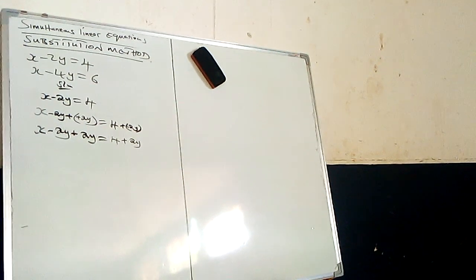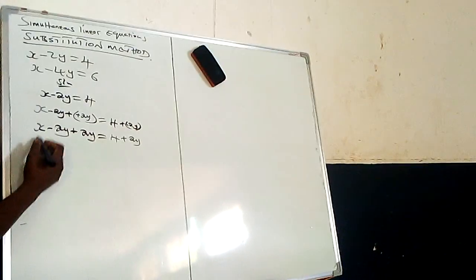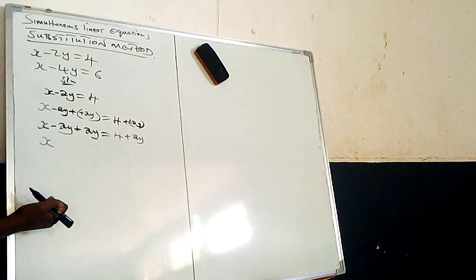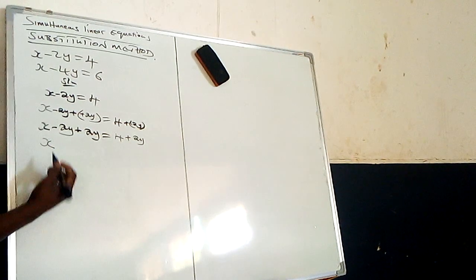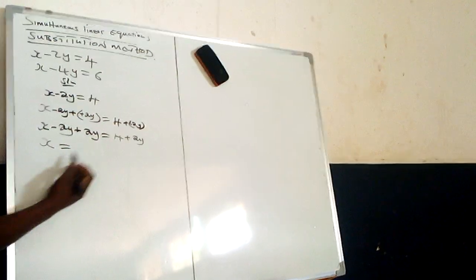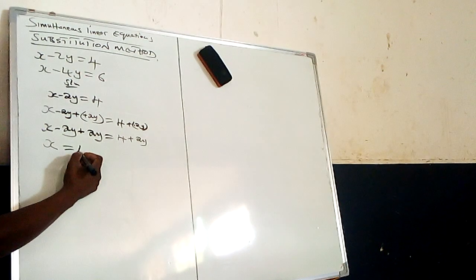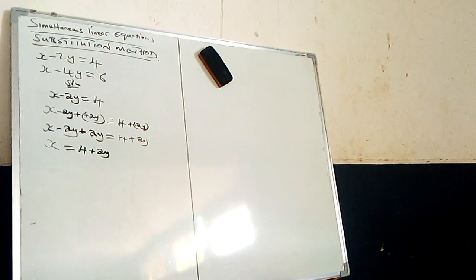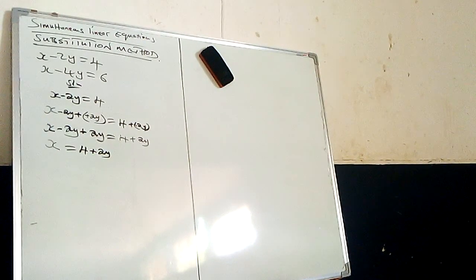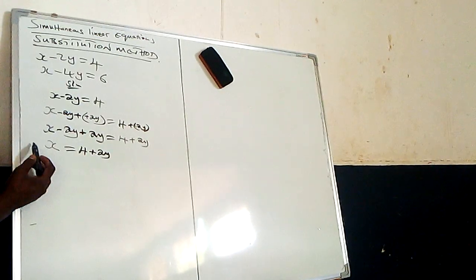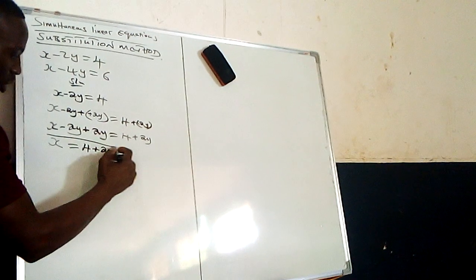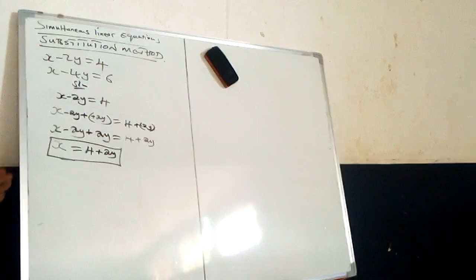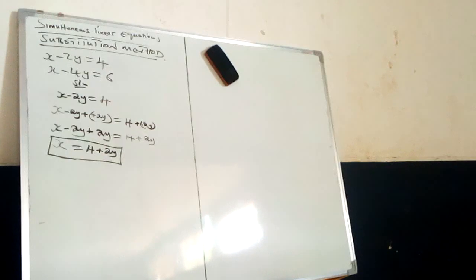In this particular instance, we simplify further. We're going to have x minus 2y plus 2y is 0. So we don't indicate 0. So we say equals to 4 plus 2y, we just write it as it is, 4 plus 2y. This is what we wanted. Once you do this, once x has been made the subject of formula, then you can even indicate to say this is your first equation.